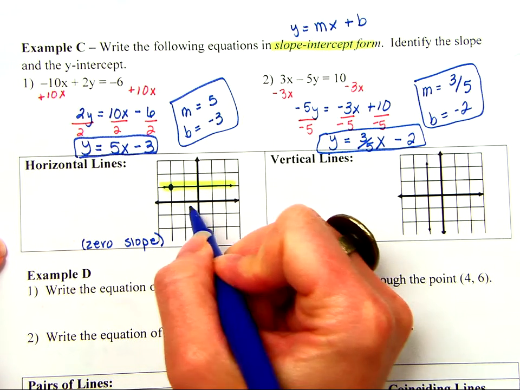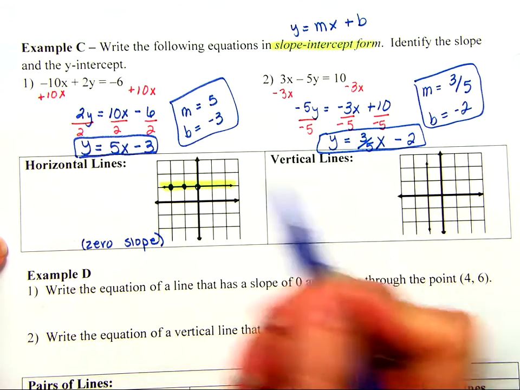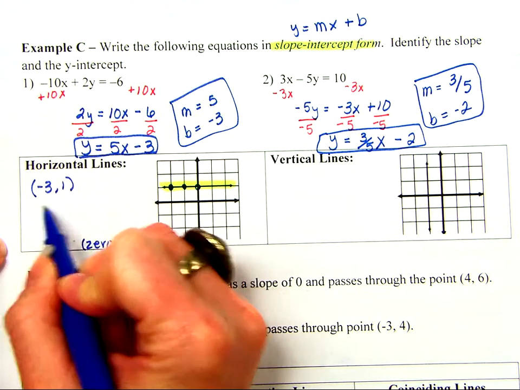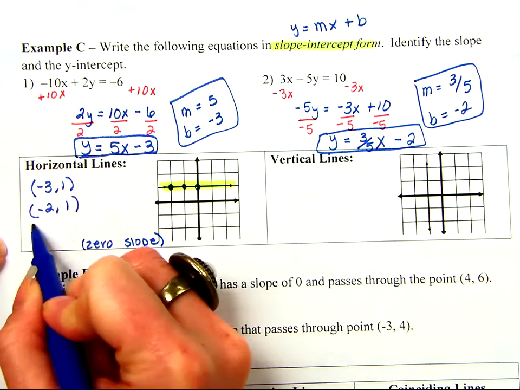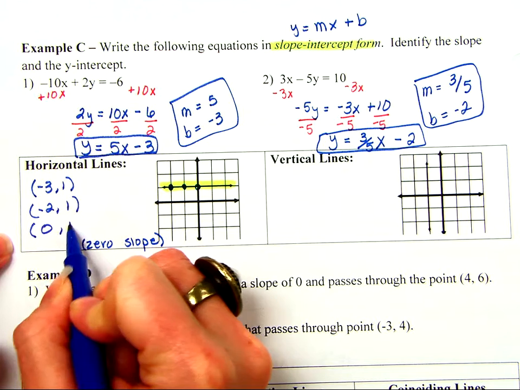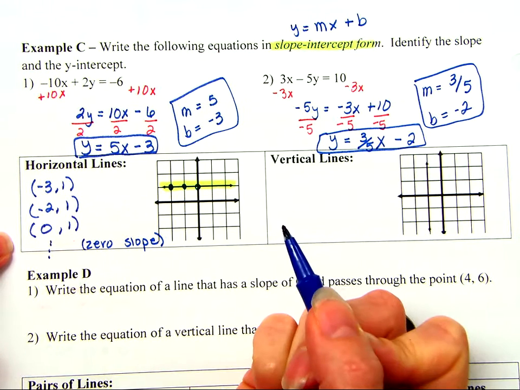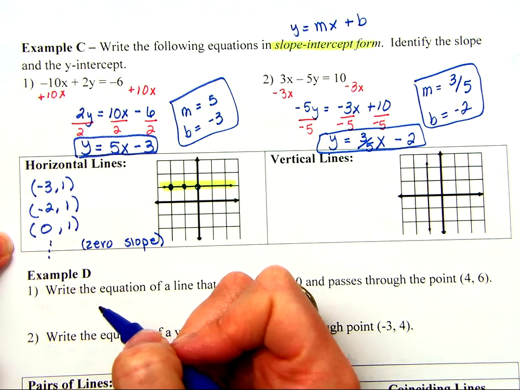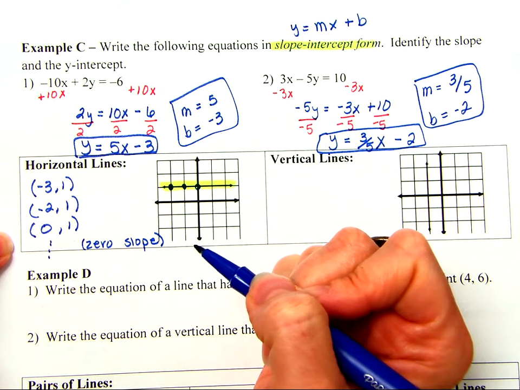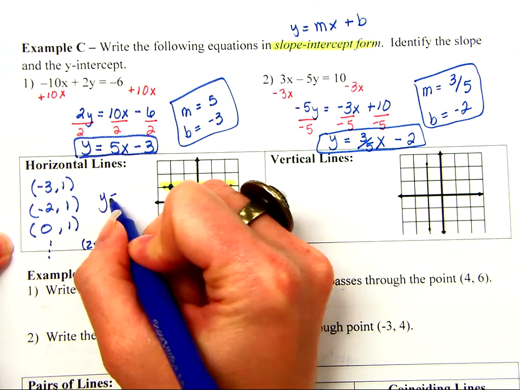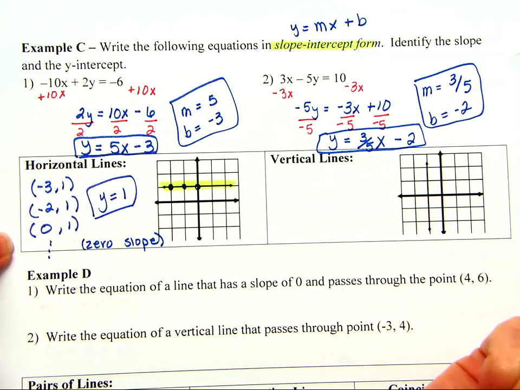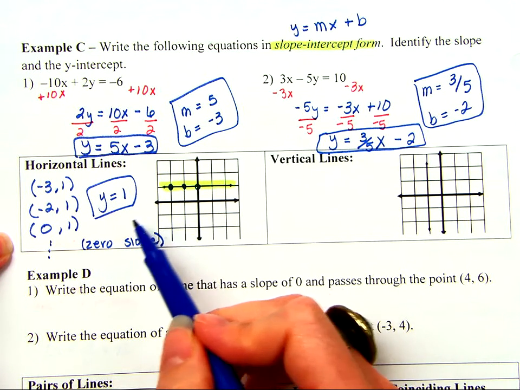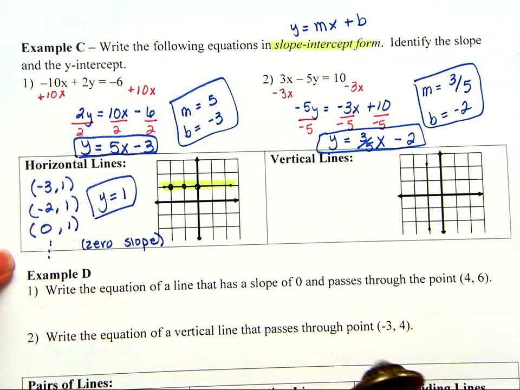If I look at some points on my line, I can see my first point would be at negative 3, 1, or negative 2, 1, or crossing the y-axis, 0, 1, and so on. What do we notice? We're always 1 unit up from the x-axis, right? Our y value is always going to be 1. So the equation for my horizontal line is simply going to be y equals 1. In fact, any horizontal line will simply be y equals however many units up or down you are.